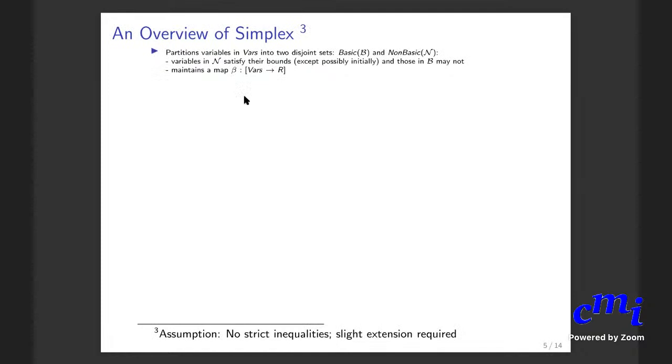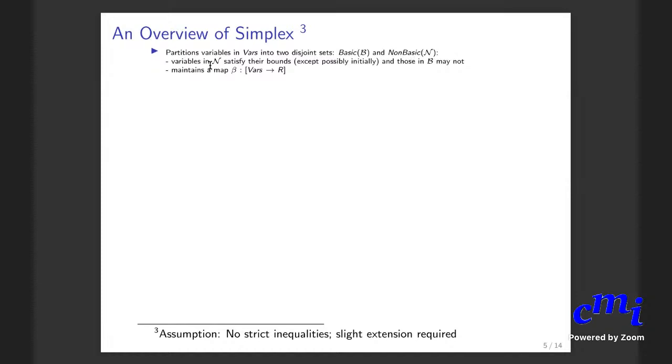Now, this set of variables, the original program variables and the newly introduced variables, is partitioned into two disjoint sets. One set is called the basic variables, and the other set is called the non-basic variables.